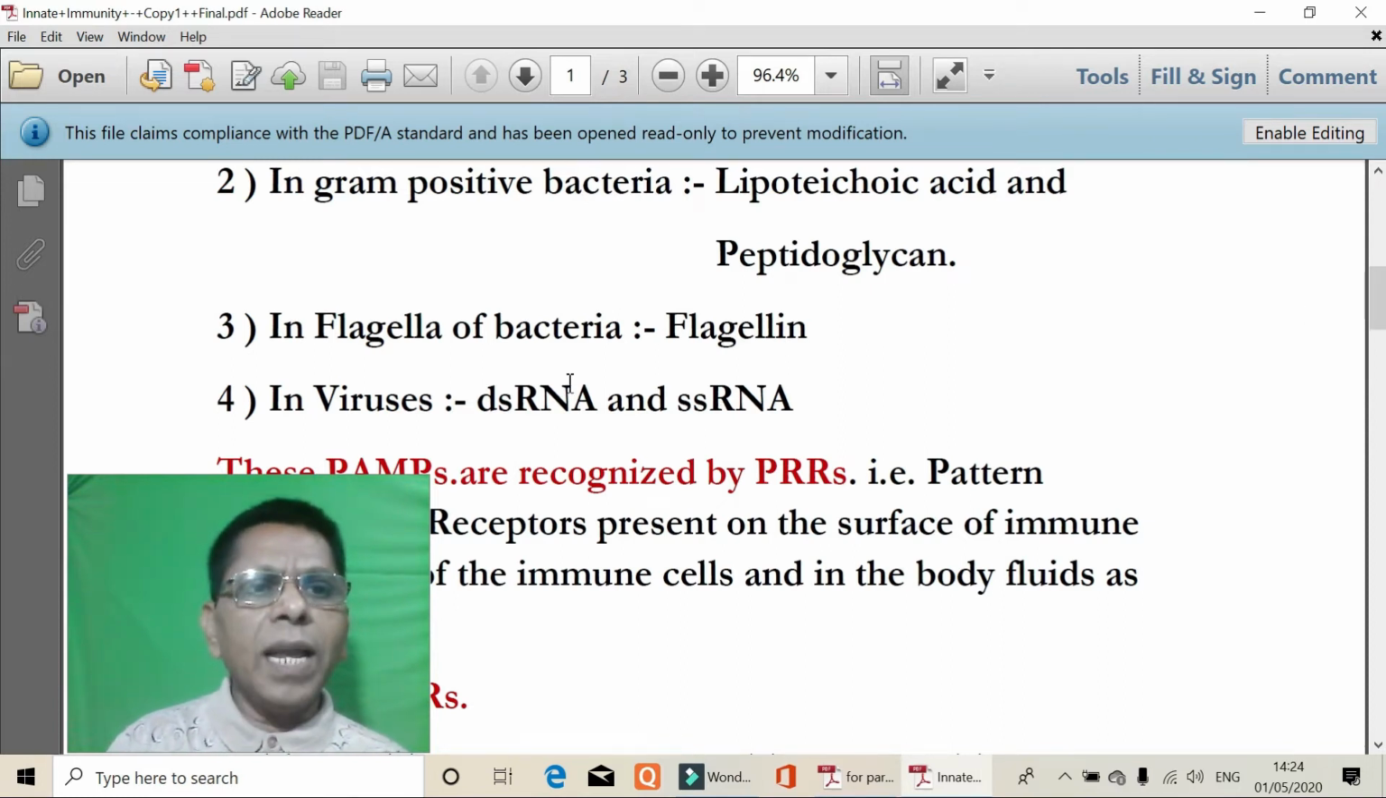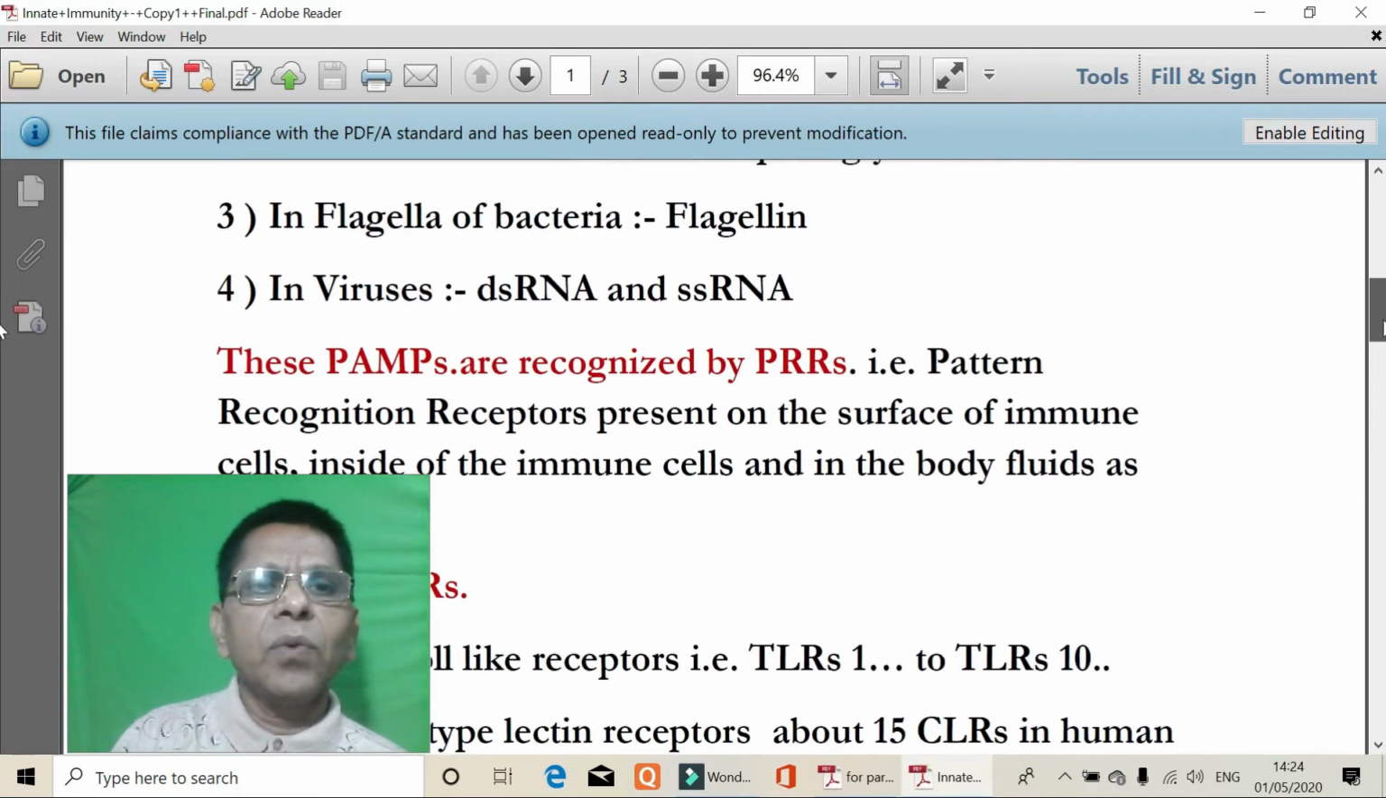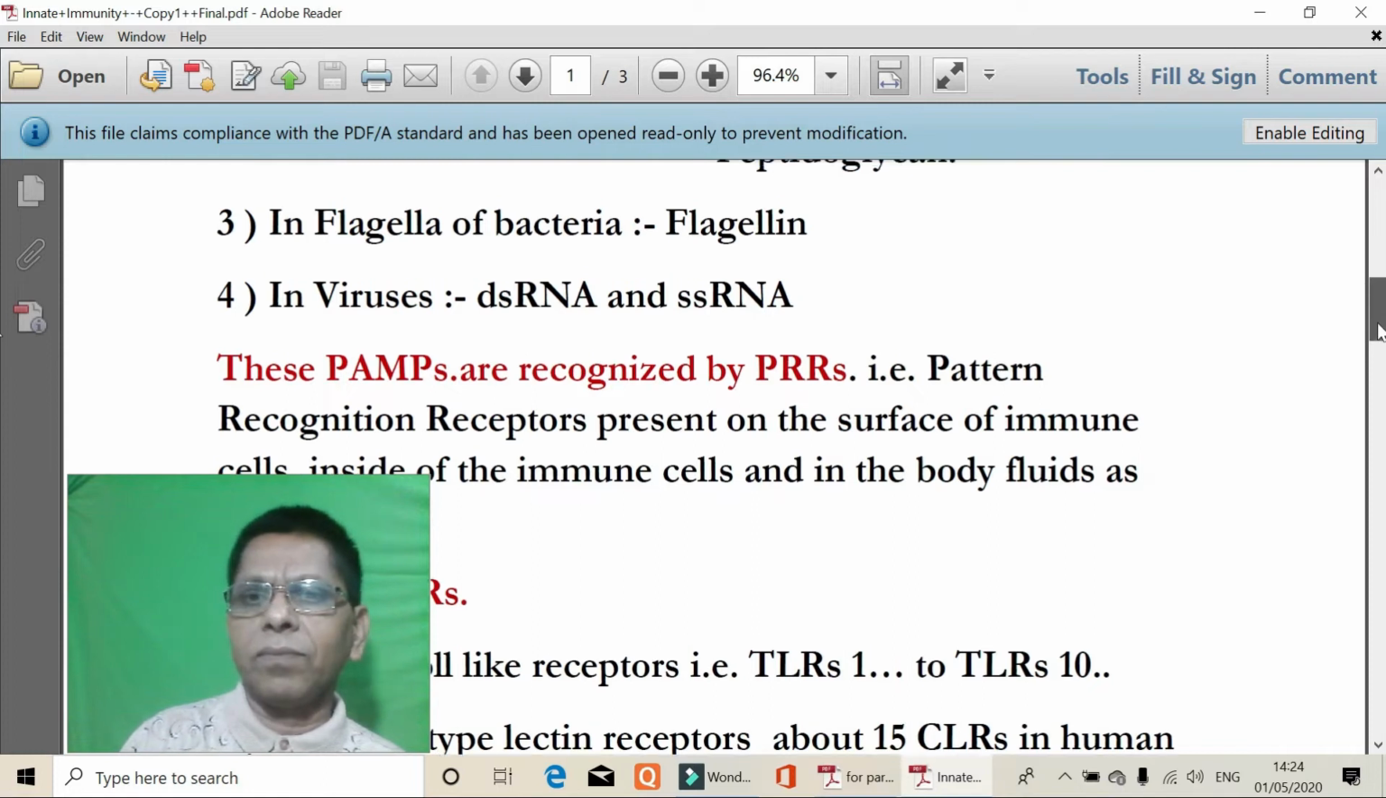Then toll-like receptor number 5 identifies the flagellin in the flagella of bacteria, and toll-like receptor number 3 recognizes the double stranded RNA, and toll-like receptors number 7 and 8 recognize the single stranded RNA.